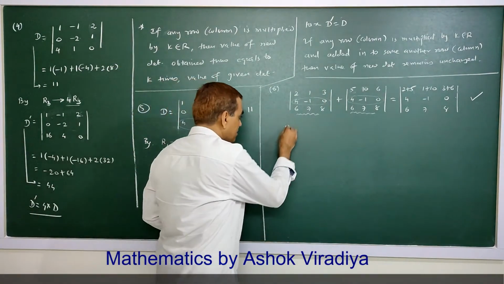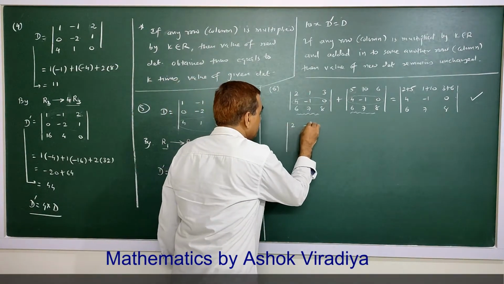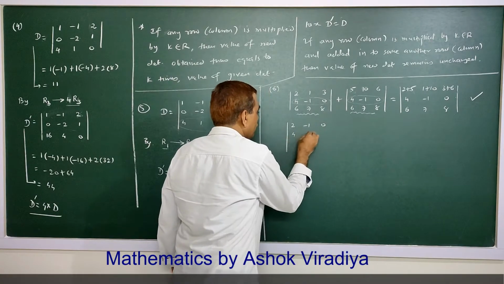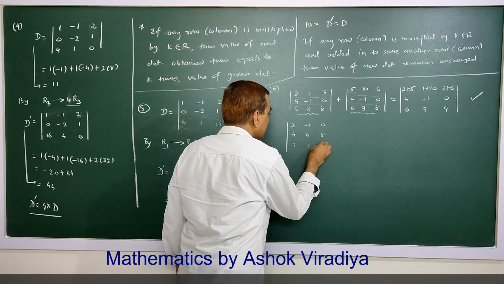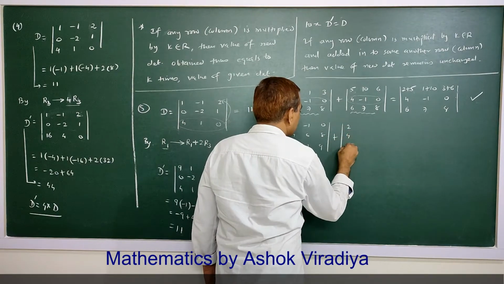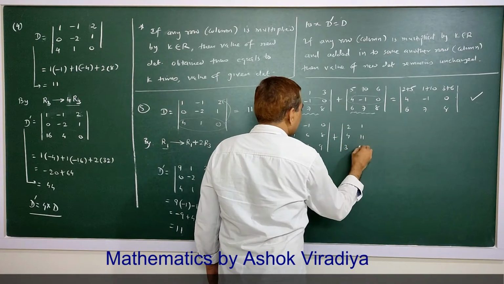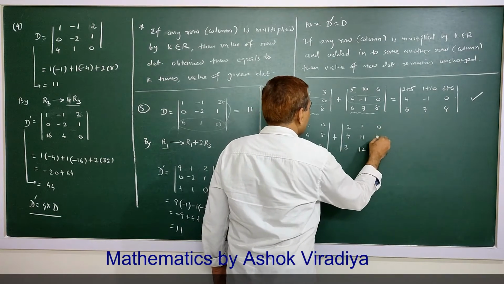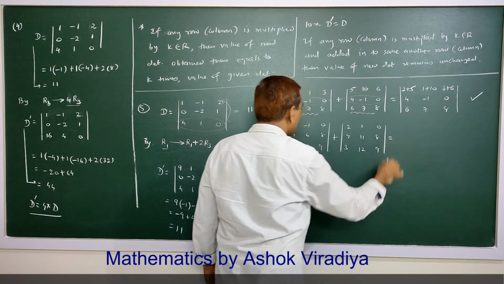As an example, suppose here 2, minus 1, 0; 4, 6, 8; 3, 1, 9, plus 2, 4, 3; 11, 12; 0, 8, 9. Now look here.